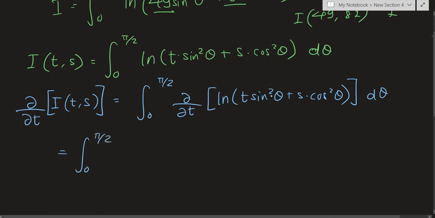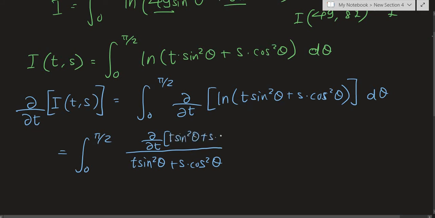Now time to apply the chain rule. So the derivative of a natural log of some quantity is the reciprocal of that same quantity that was inside the argument, which is basically this thing, times, using the chain rule, we have to differentiate with respect to t the original argument, which is t times sine squared theta plus s times cosine squared theta d theta.